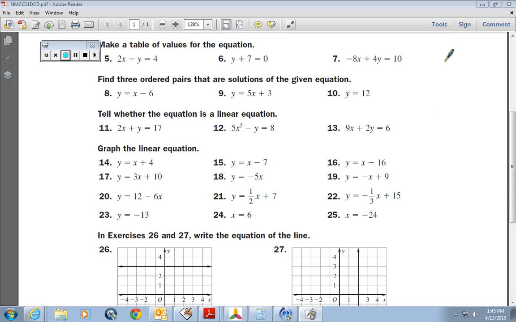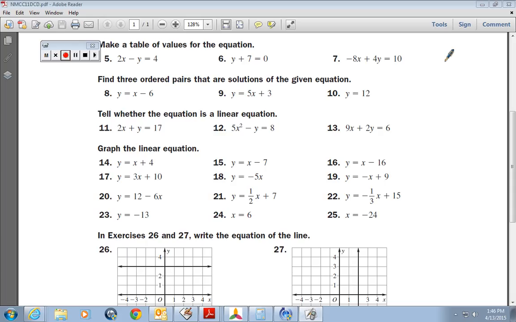Now, on number 8, that equation is already in function form. How do I know that it's in function form? Because y is by itself on one side of the equal sign. Now, I think I told you guys in the notes on Friday, my favorite 3 numbers to pick for input are 0, 1, and 2. Why? Because I know how to multiply by 0, by 1, and by 2 pretty well.